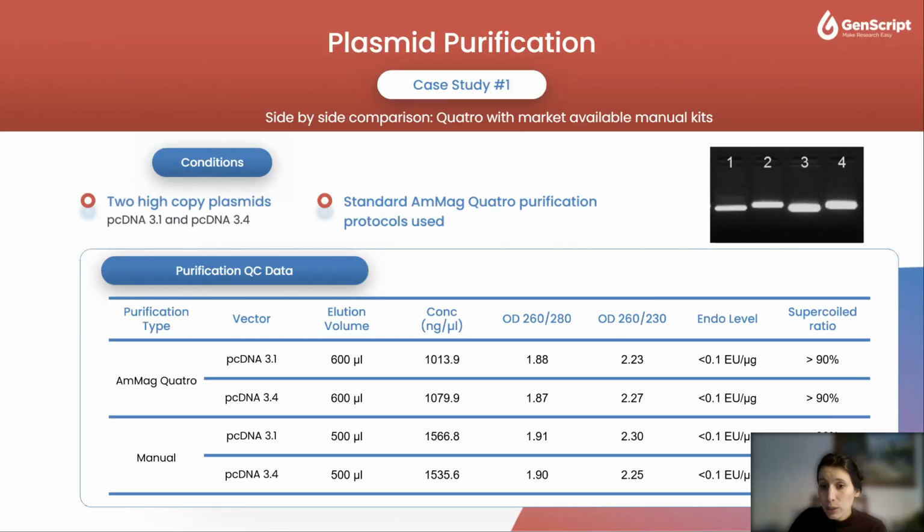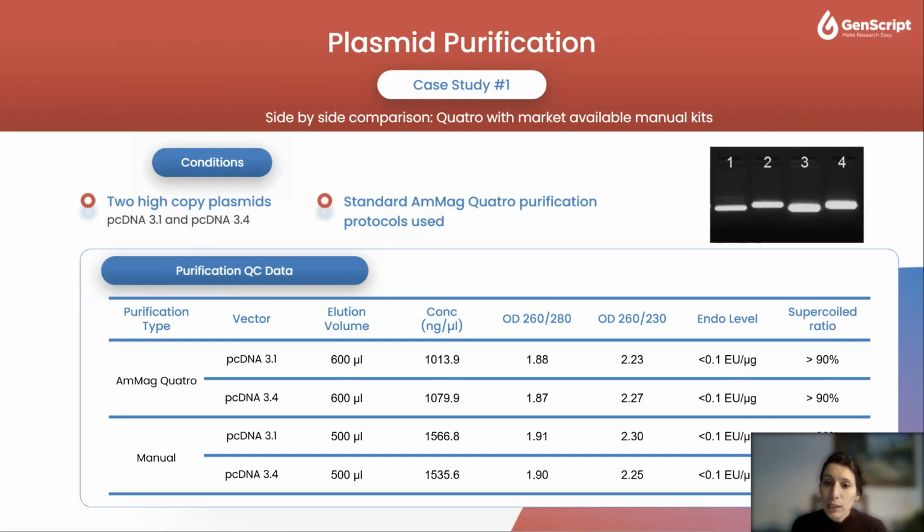Now I'm going to be showing you performance data specific to the AmMagQuattro. I'm really excited to show this because it really speaks to the quality of what is being generated on the AmMagQuattro. In addition to that, it also contains data from clients. We've had this solution for, I would say, about a year and a half now, and it has been a huge success. The data I'm sharing today is internally generated data, but also data that is being generated hand in hand with our clients.